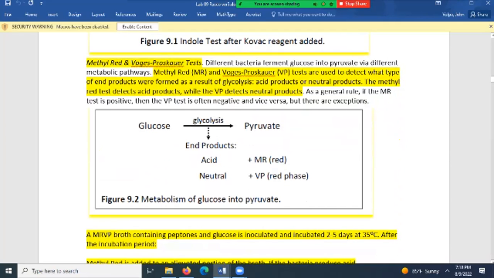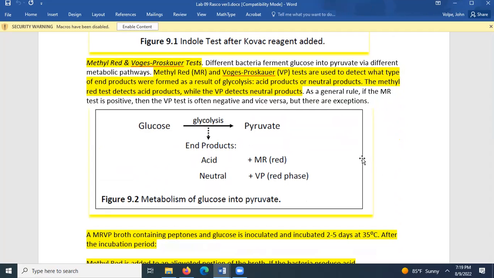The methyl red and Voges-Proskauer tests are two tests which are started together in one tube. You then separate the tube after you incubate it, and you take one part of the tube and test it for methyl red, and the other part of the tube you test for Voges-Proskauer, or the VP test. Both of these tests are looking at the end products that result from glycolysis. The methyl red test is looking for acid products. The VP test is looking for neutral products.